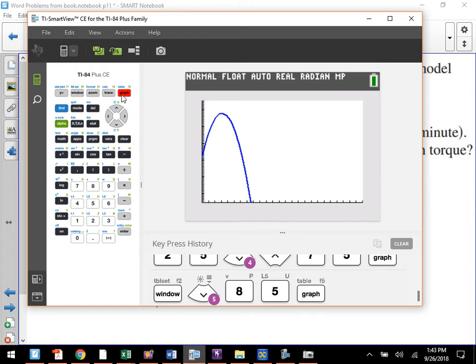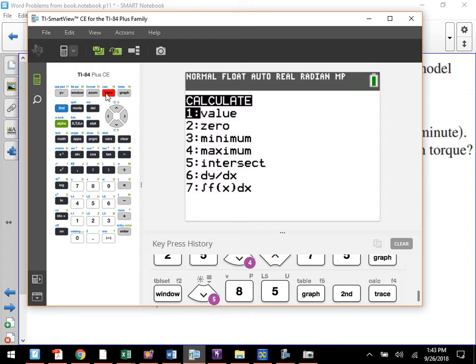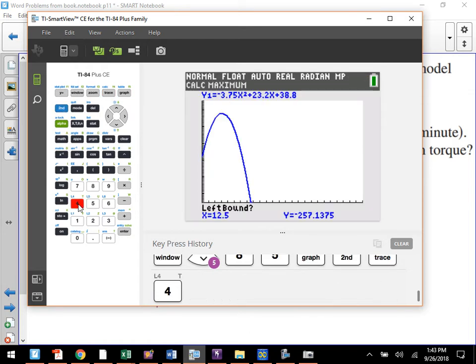It's another common mistake. So you just hit second, calculate, and now we're looking at a maximum, option 4. Left boundary, I'm way out here negative, so I have to hit left a whole bunch of times. It's a good day, isn't it? Oh, there we are.